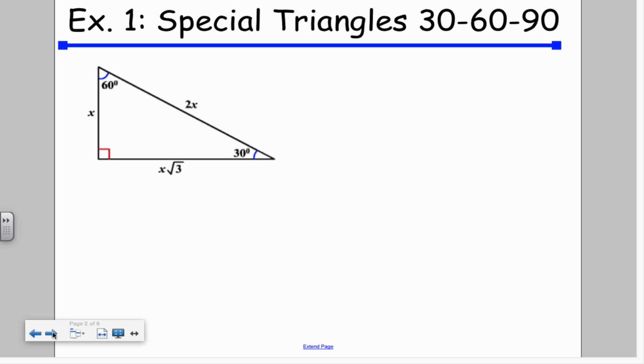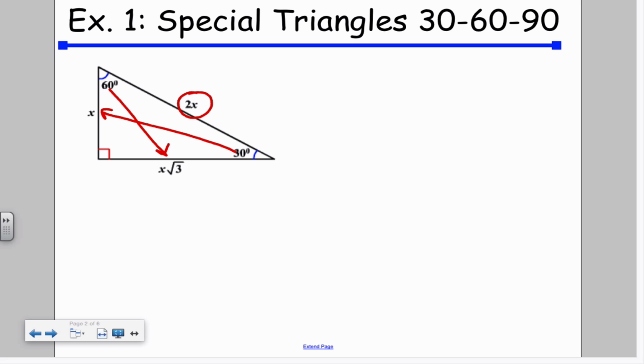We're first going to review some special triangles, the 30-60-90 triangles. The big thing to think about with these is that the proportions, or the ratios of the sides of the triangles, are always the same if you have a 30-60-90. The side opposite the 30 is x, the side opposite the 60 is x root 3, and the side opposite the 90, or the hypotenuse, is 2x.